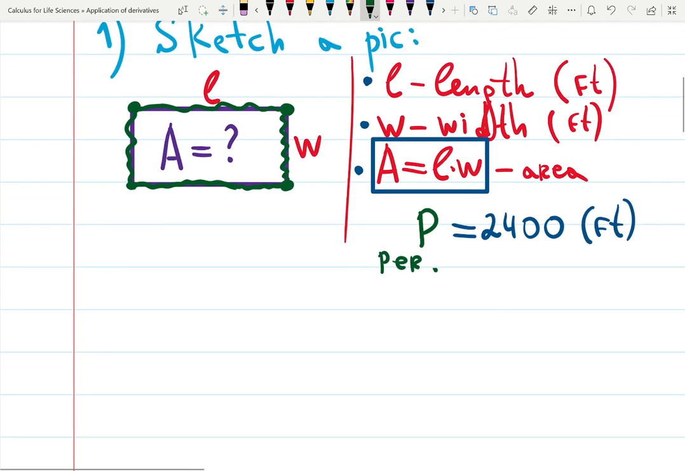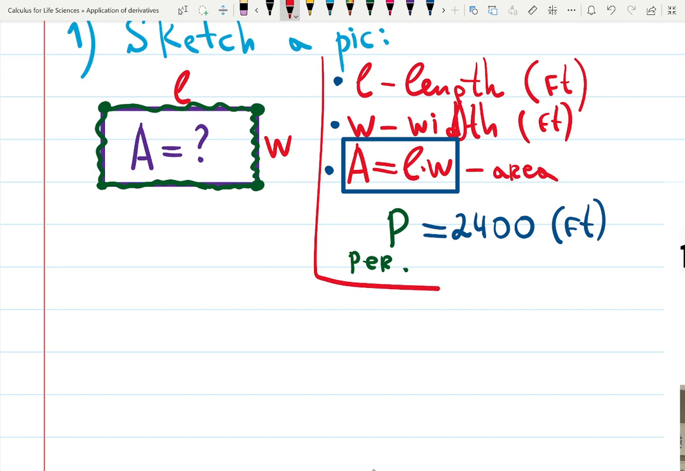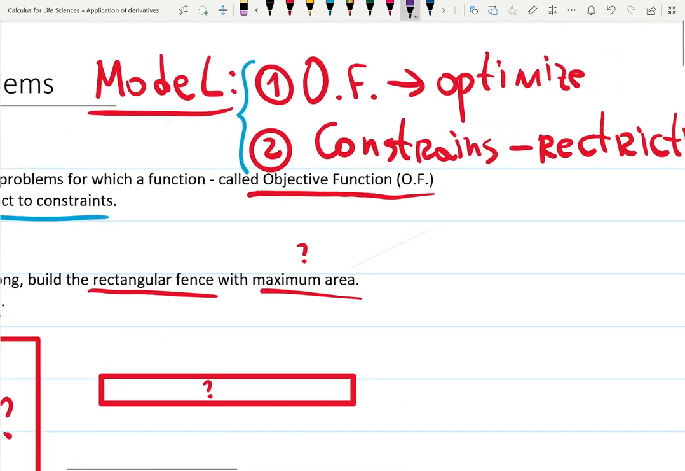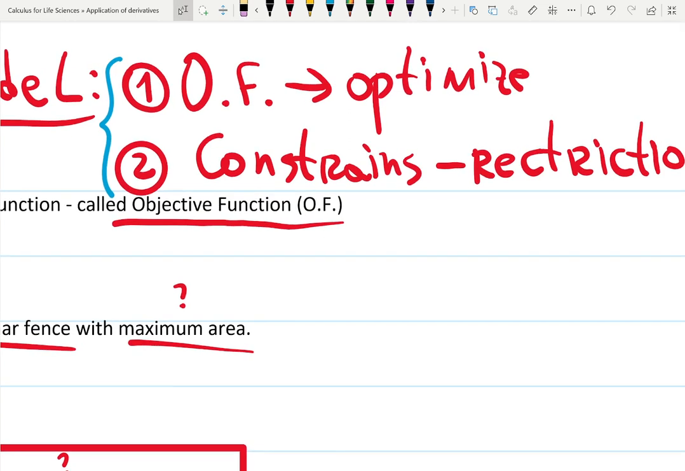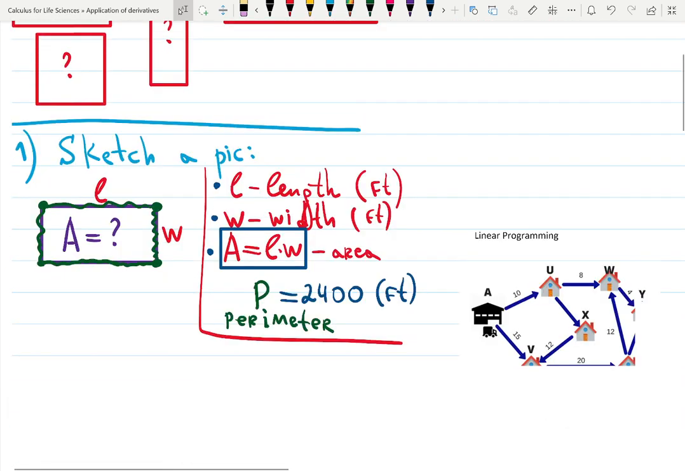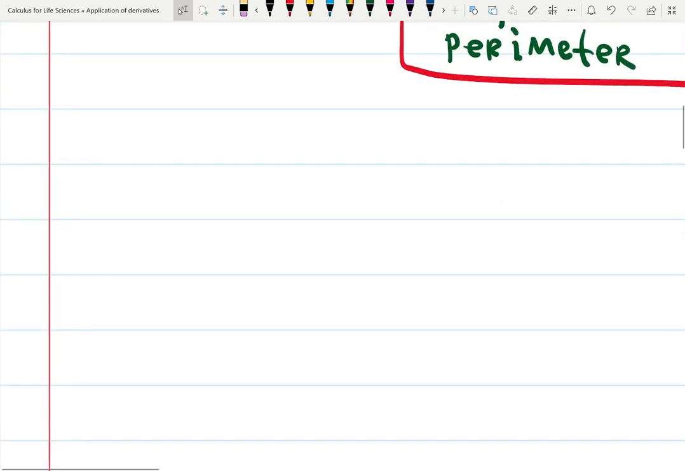Now, the most interesting part starts now, when you finally build the model. Let me write down perimeter. The model should have 2 things. Objective function, that's the one we need to optimize. Optimize is minimize or maximize. And constraints, the restrictions, which usually come from the amount of material, time, or some biological meaning.